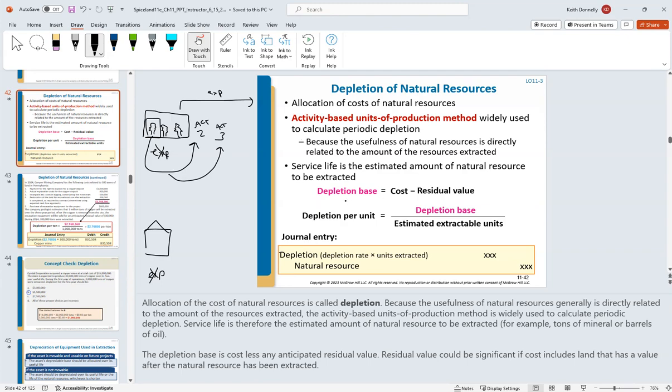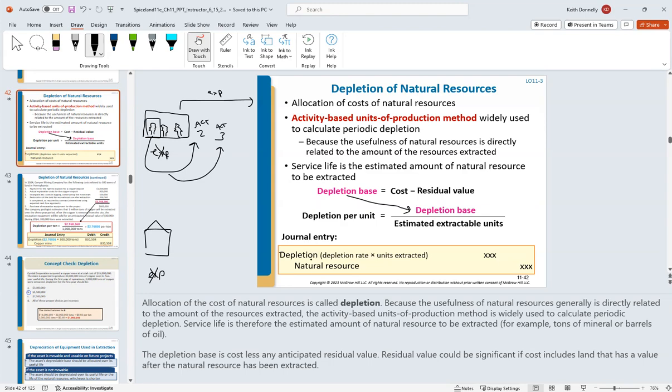So what we do here is we're going to have to figure out our depletion base, which is essentially our cost, what we paid for that thing, minus any residual value. That will then get us our depletion per unit, right? We take the base divided by the estimated extractable units, right? Maybe we think we're going to get 100 Christmas trees from this farm.